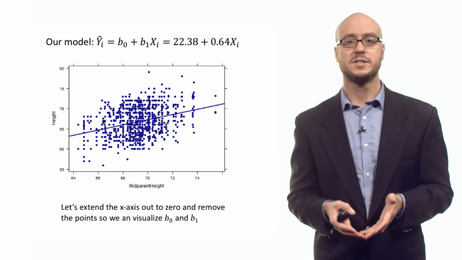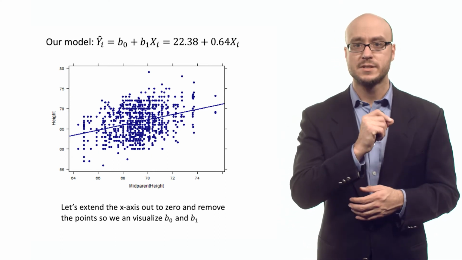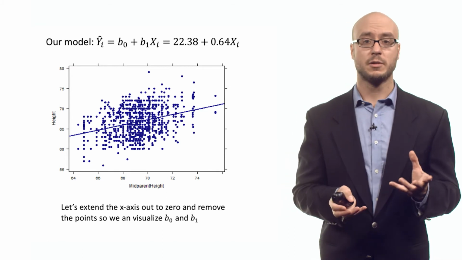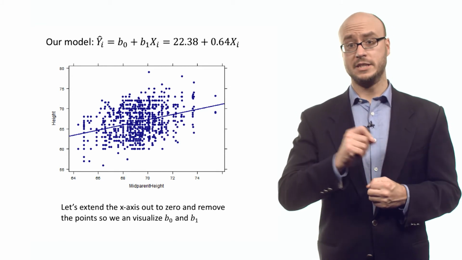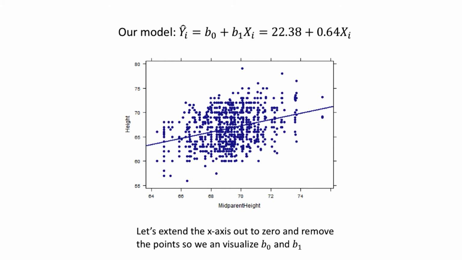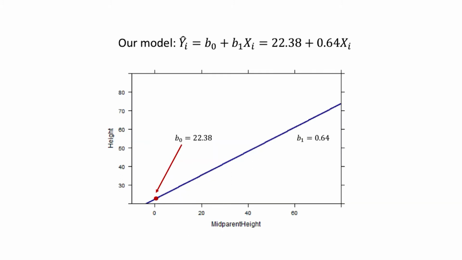Here is Galton's data as a scatter plot with the simple linear regression line fit through the scatter plot. So you can see it's a positive linear relationship. And that least squares line, that's the line that minimizes the sum of squared errors. But let's extend the x-axis out to 0, and let's remove the points so we can visualize the intercept and slope. Here is the intercept.